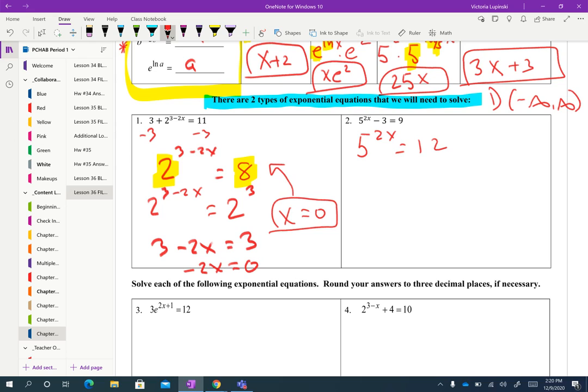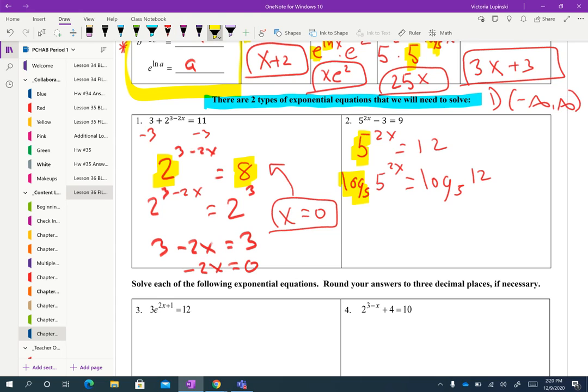If you want to now solve using logarithms, whatever base is being raised to the exponent, in this case the 5, you're going to take log base 5 of both sides. So you're going to take log base 5 of 5 to the 2x equals log base 5 of 12. You're allowed to do that using properties of equality. What you do to one side, you do to the other. Here's where the good stuff happens.